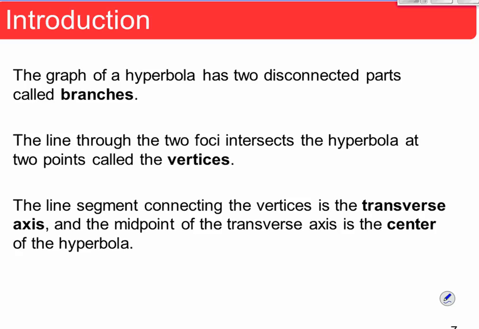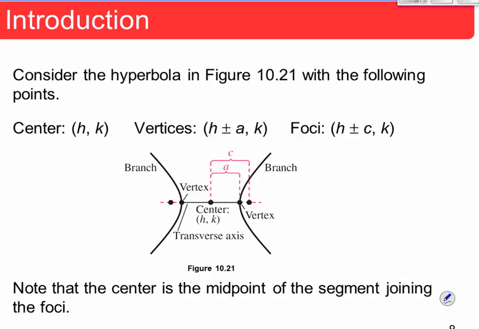And the line segment connecting the vertices is the transverse axis, and the midpoint of the transverse axis is the center of the hyperbola. And so on the next slide, we'll label those things using a picture. This is some pretty important stuff that you want to draw. I'm just going to trace over. So we've got a center just like before. We've got two vertices along that line, and then notice that our foci are outside of that area, and this one is shown horizontally.